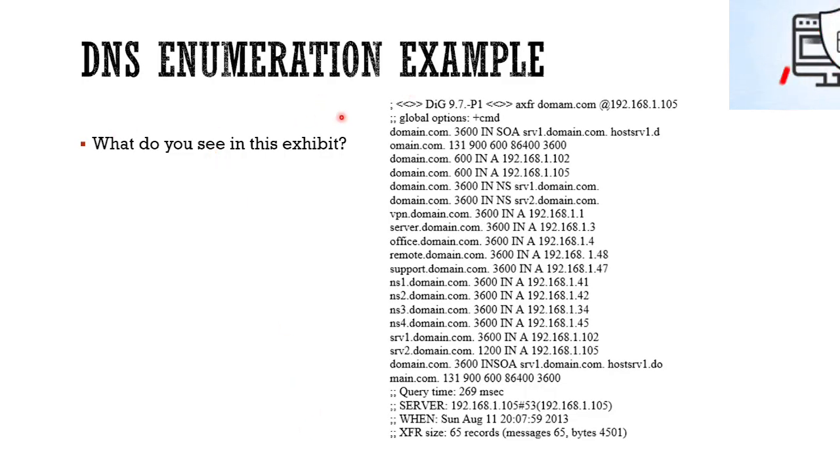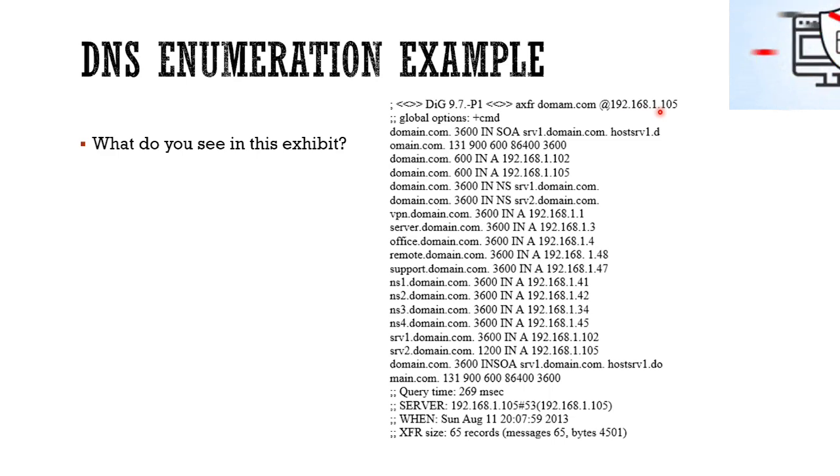AXFR domain, looks like a domain, but anyway, something.com to some particular DNS server. You see what's happening? And then we get this start of authority, address records, name servers, a whole bunch of stuff. What do you think's happening? If you said this is a hacker manually requesting a replication, a zone transfer, you are right.